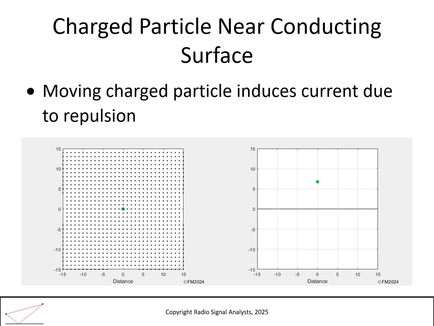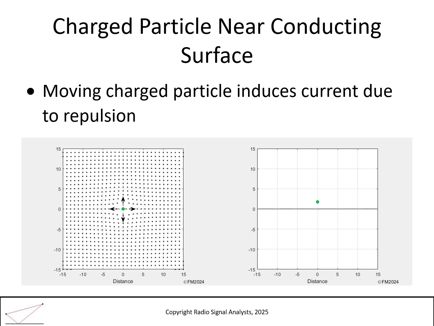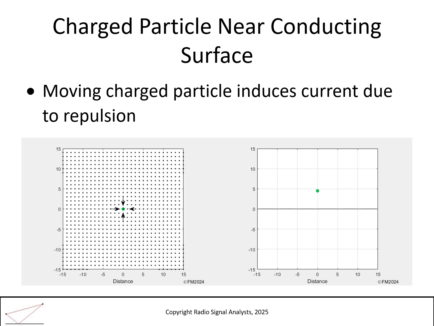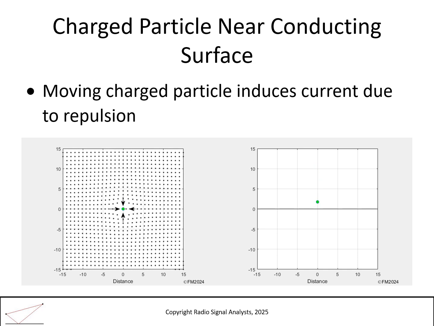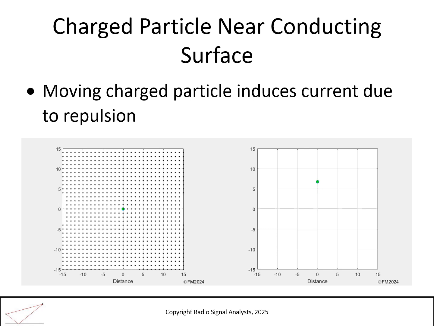We know that like charges repel each other, and opposite charges attract. Electrons repel other electrons. In this animation, we see a charged particle moving toward a conducting sheet. So as the particle approaches the sheet, electrostatic repulsion pushes the electrons in the sheet away from the point of impact. Conversely, if the charged particle moves away from the sheet, the displaced electrons rush inward.